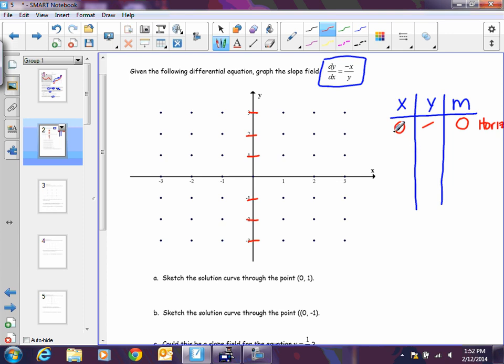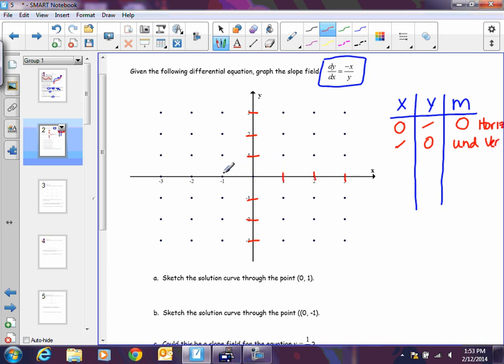So I asked, if x is always 0, you know what the slope is going to be. Is there a similar pattern? Yeah, if y is 0, it doesn't even matter what x is. If y is 0, then we've got an undefined slope, which is what type of line? Vertical. So that means all these are little vertical lines.